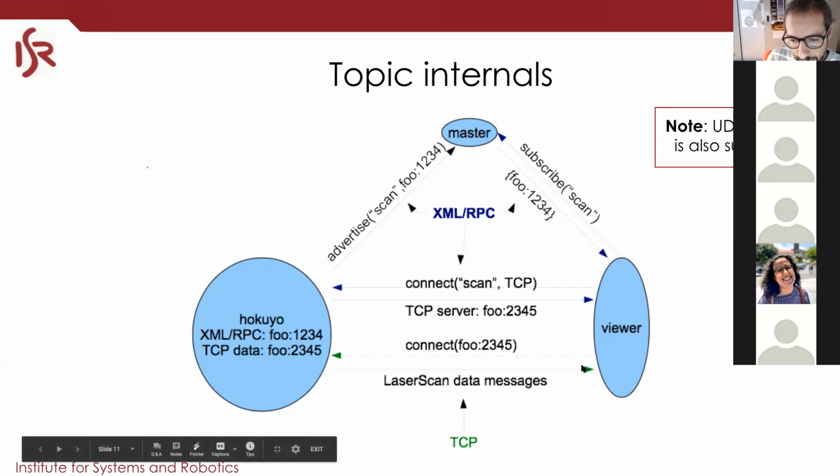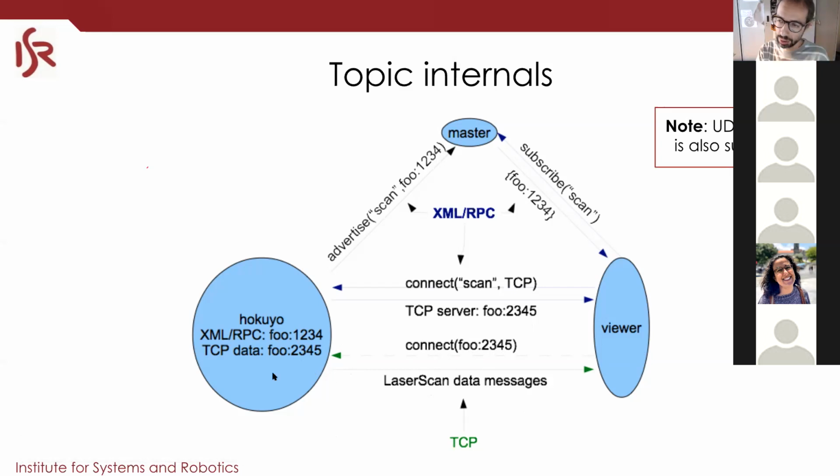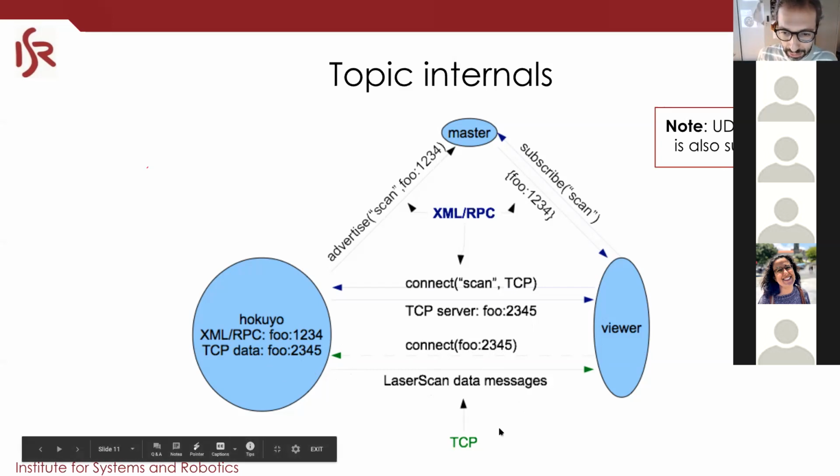And this is what makes ROS so efficient, is that the communication between the publisher and subscriber is direct peer-to-peer custom messages, okay? So this is binary data, so no XML here, so it's very, very efficient, okay? This data flow in this example is TCP, but can also be UDP, okay?